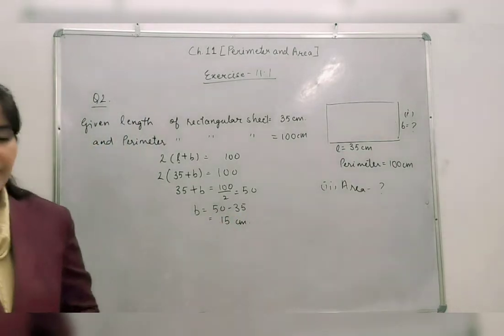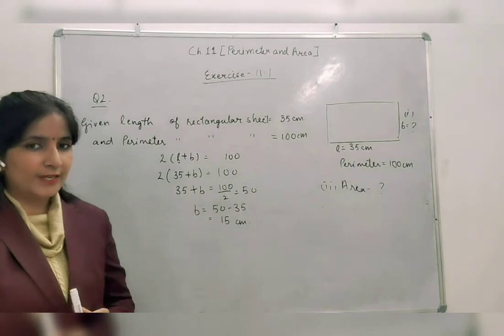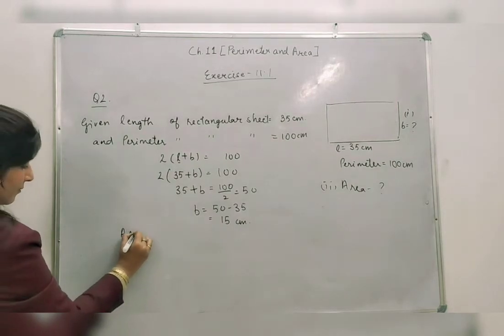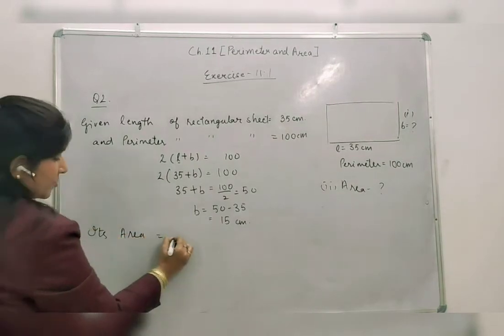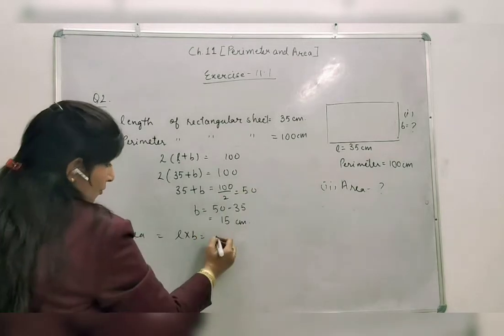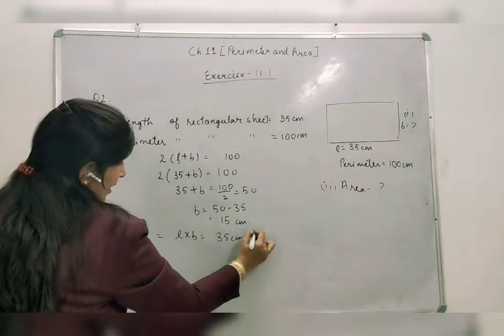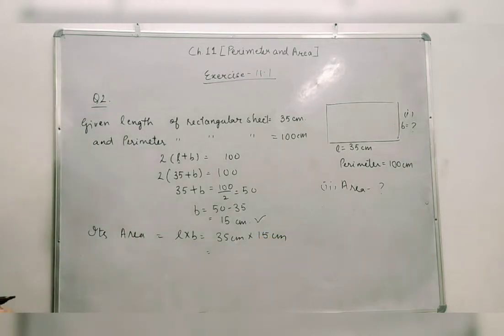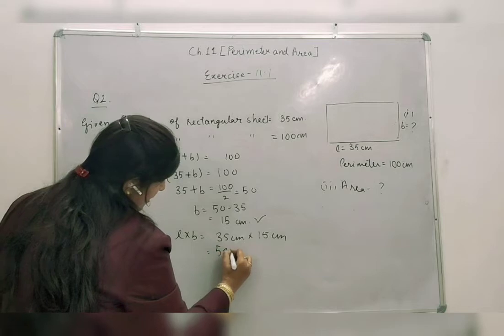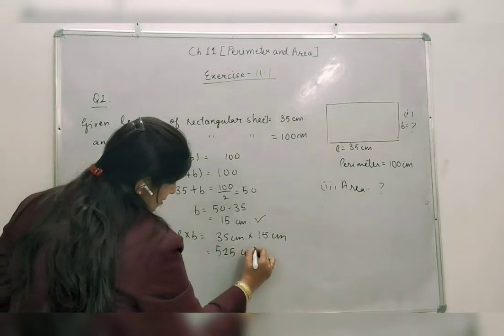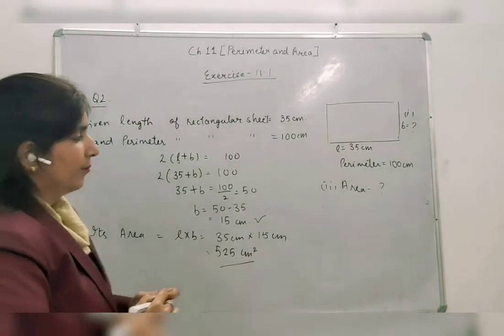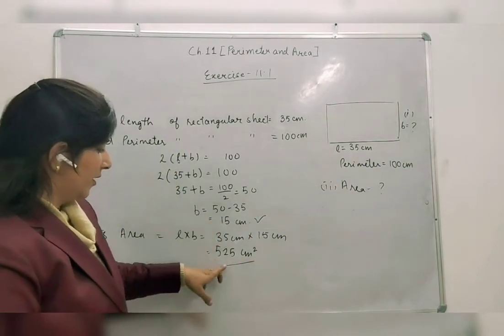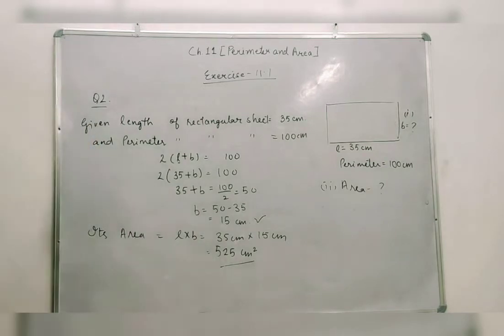Now we need to find out the area. It's a simple job: we can do length into breadth. So I'm writing area equals length into breadth. Length we already have, that is 35 centimeter. Breadth we have just found, that is 15 centimeter. After multiplication, we get the result 525 centimeter square. This is the answer for the area, and this was the breadth. This is the first part we did, and this is the second part of the question.